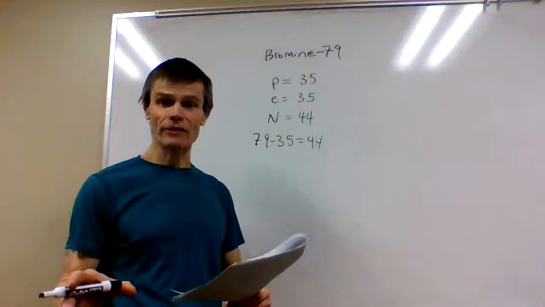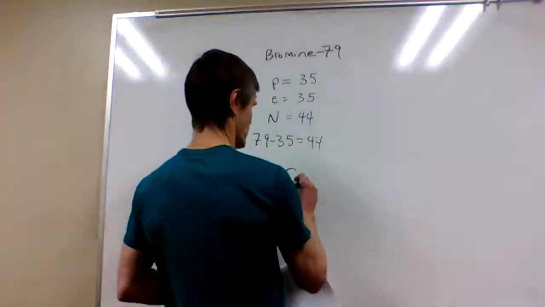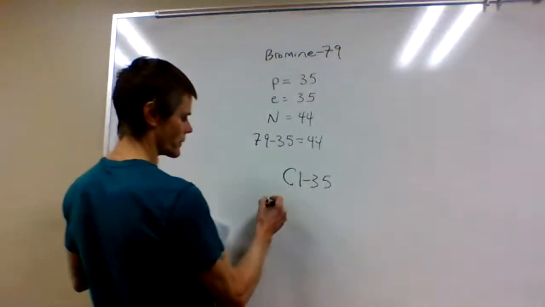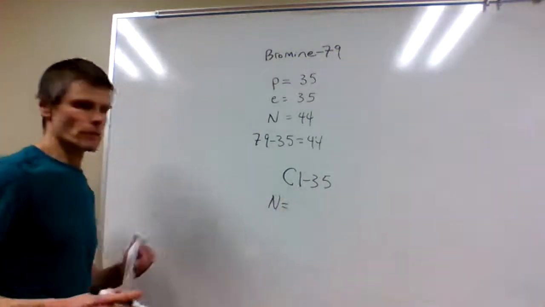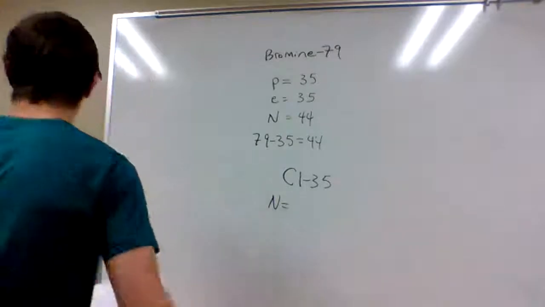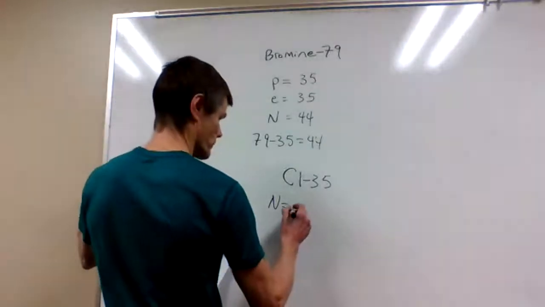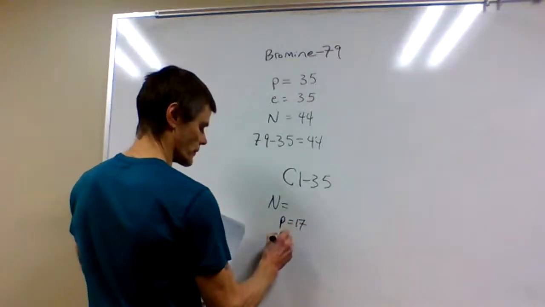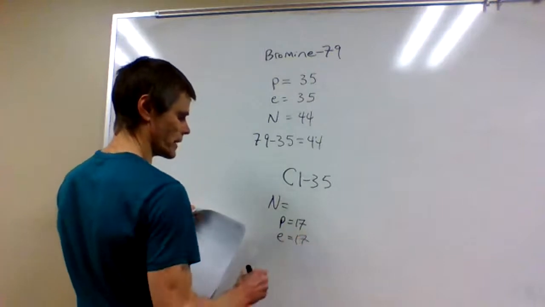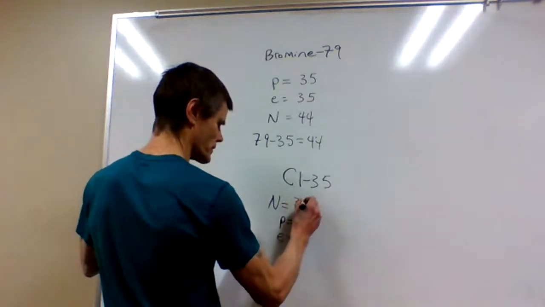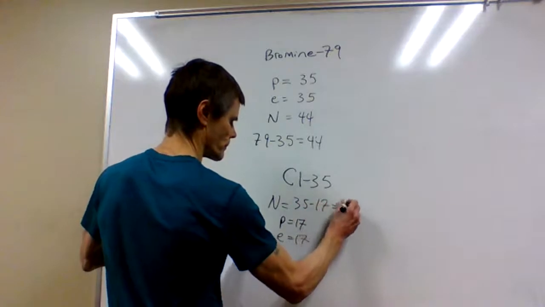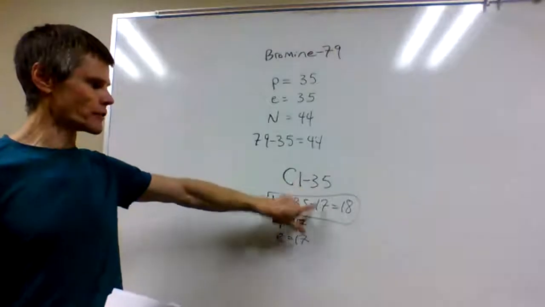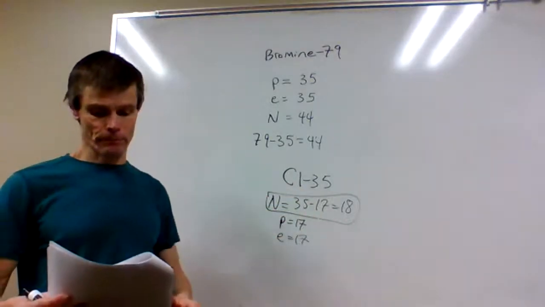Everybody good? Let's answer just a simple question. How many neutrons in chlorine-35? Well, if we look at the periodic table, we would see that chlorine has 17 protons. Therefore, chlorine has 17 electrons. The number of neutrons can be determined by taking the mass number minus the atomic number.